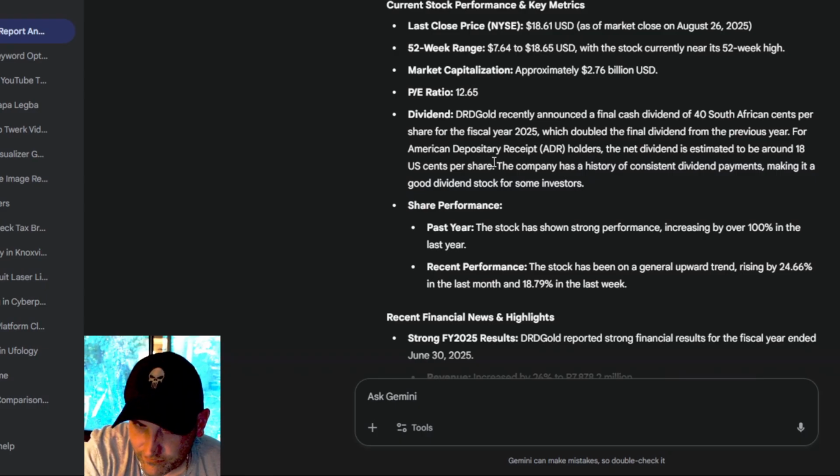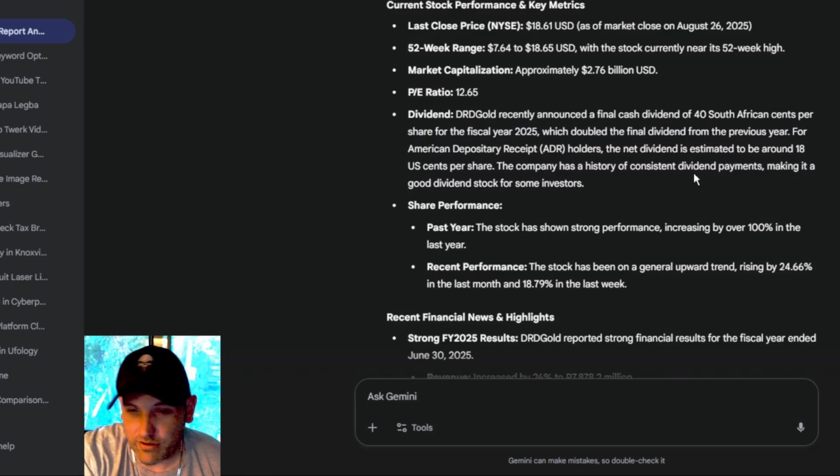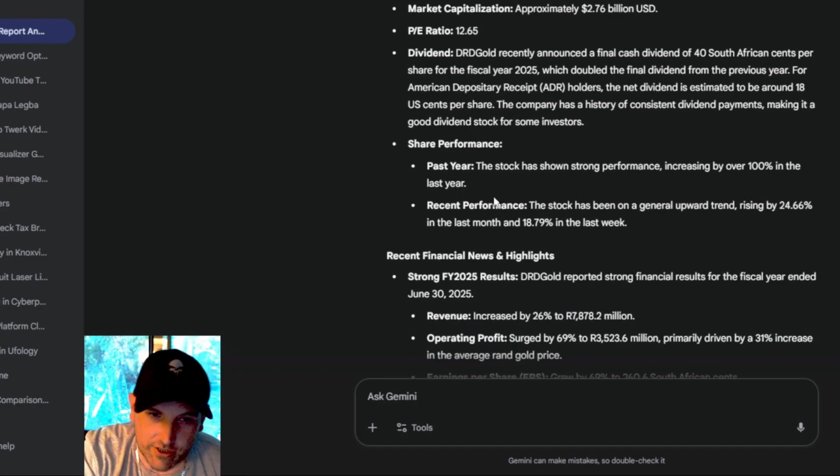However, it is coming up with, in all fairness, a pretty good assumption there as an AI. Company making a history of consistent dividend payments. Obviously, that's going to make a good dividend stock for some investors. Share performance.